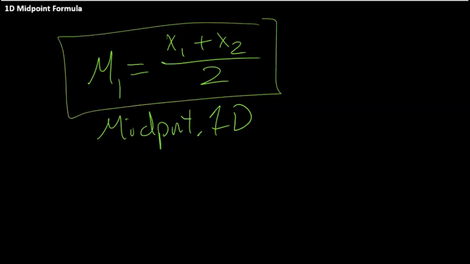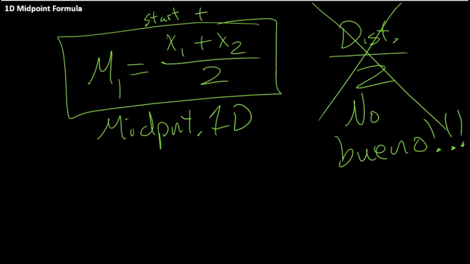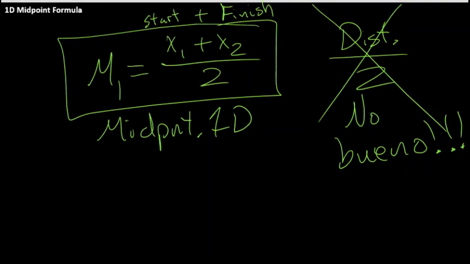And that is not to be confused. We are not taking the distance and dividing by 2. No, that is no bueno. That is not the same thing. We are not dividing the distance by 2. Two completely different things. We're taking our start and adding it to our finish, and then we're just dividing all of that by 2. That's how this formula works.